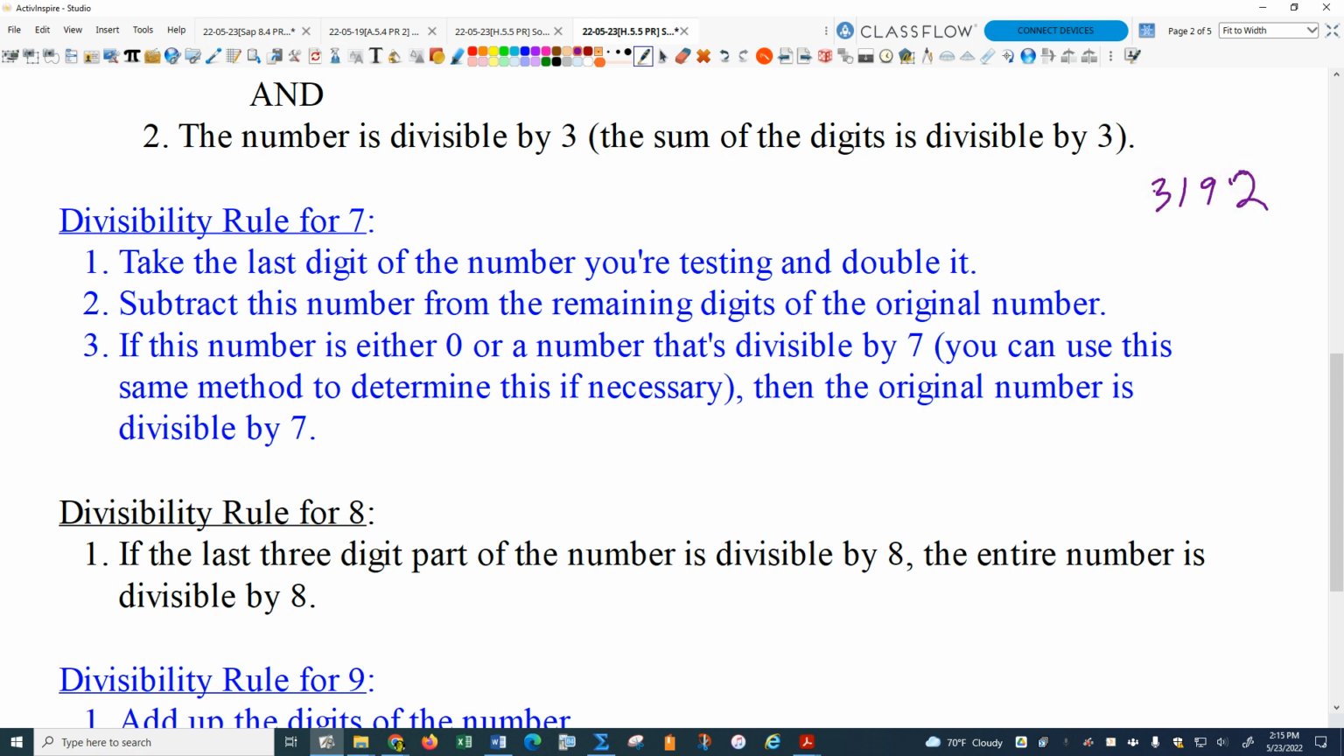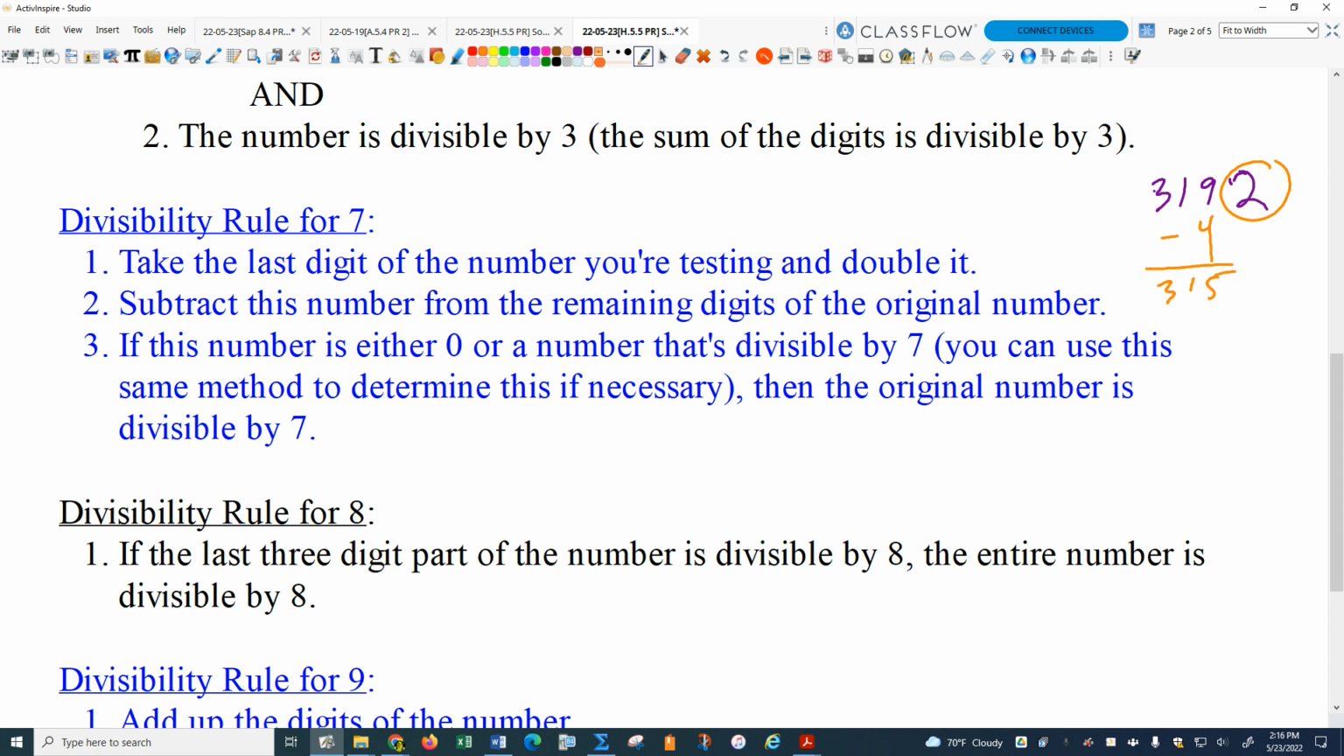Here's how you can pretty quickly tell if a number is divisible by 7. You take the last digit, you double it, and you subtract it from the remaining digits. And you just repeat that until you get a number that's either divisible by 7 or it's 0. So 2 doubled is 4, right? So I'm just going to subtract 4 from 319, from the remaining digits. And that's going to give me 315.